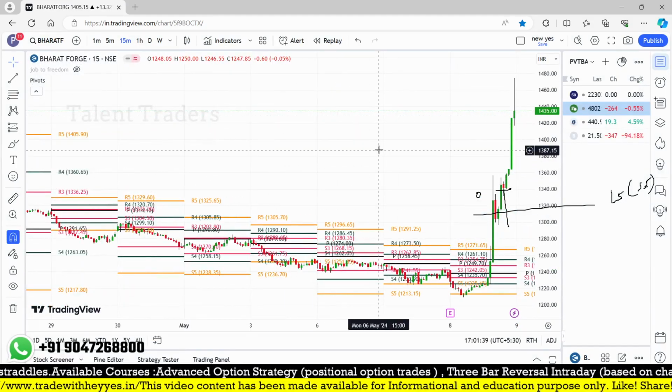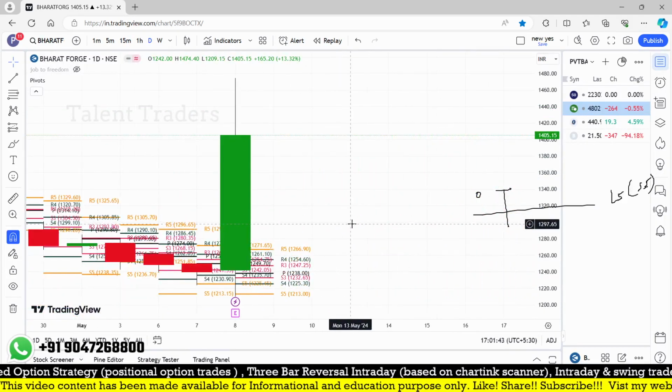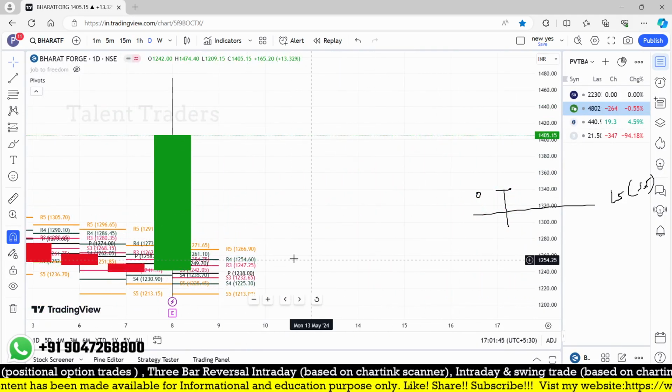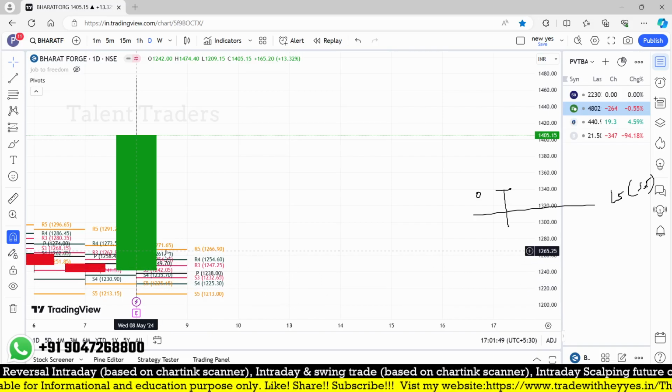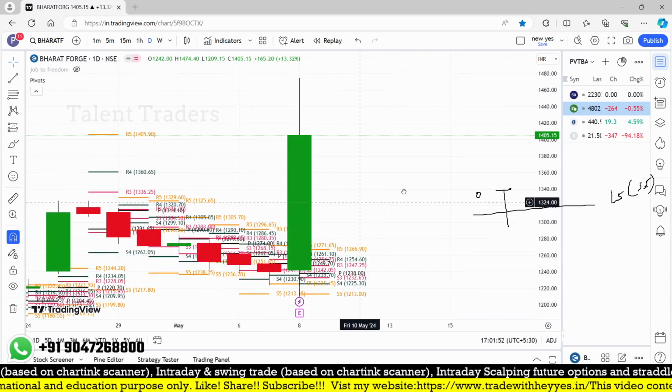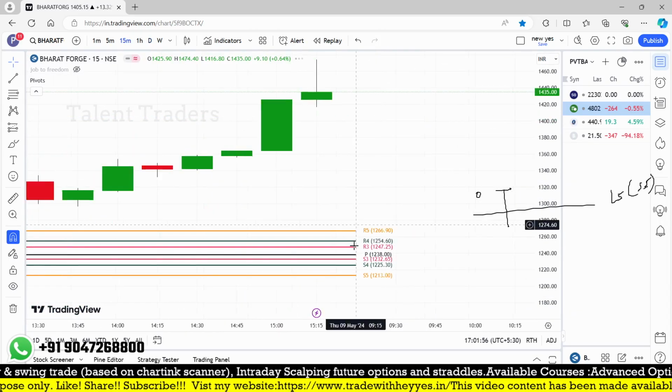On a daily time frame, we are looking for this. Now, you can see this is a day level, 9th May to 8th May. Yeah, this is a 1 day level. So for today, maybe you can look at a 15 minutes time frame.